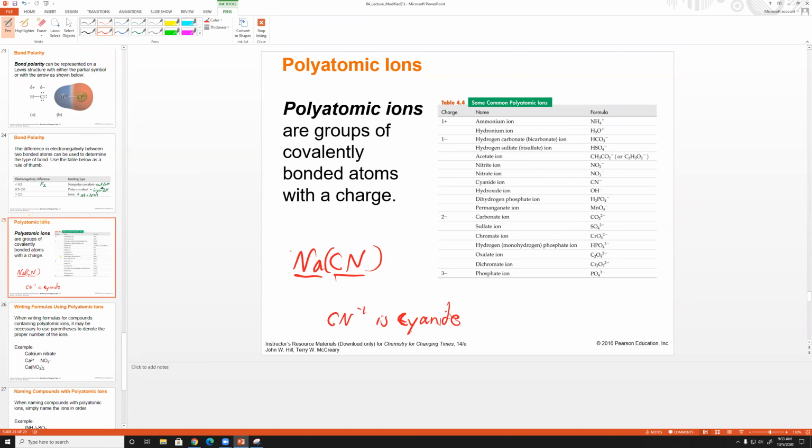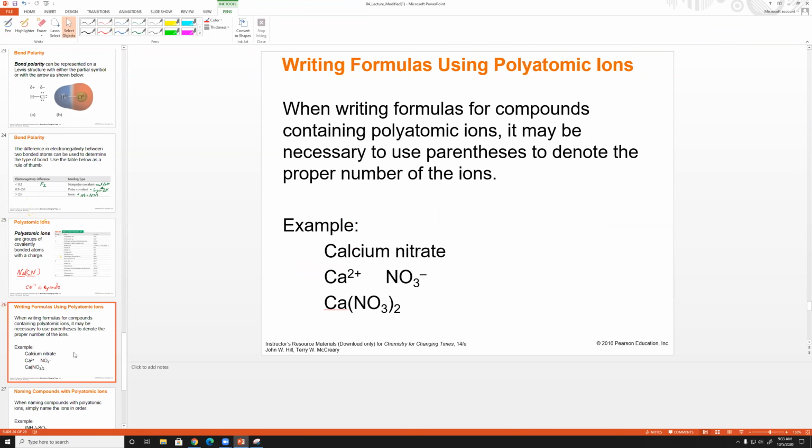So this would be sodium cyanide. So that brings me into naming with these. When you go into naming, it's super easy. You don't have to modify anything. You just write the name of it. Unlike with the anions, where you have to change the IDE ending, you don't have to do that here. With the polyatomic ions, you just write the name of them.